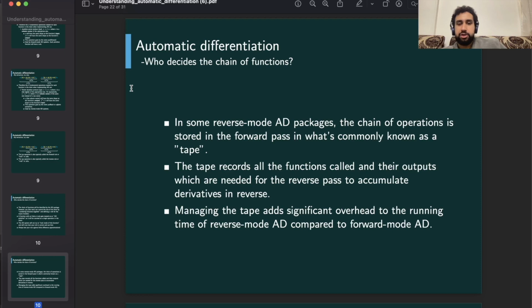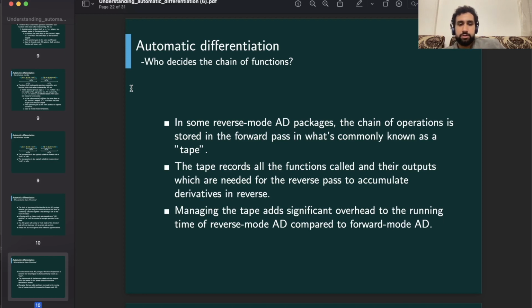This chain of operations is typically stored in something known as a tape in some AD packages, and this tape records basically the functions called, their outputs, and any information that might be necessary to propagate and calculate these derivatives backward, right? Now, managing this tape actually adds significant overhead to the runtime of reverse mode AD compared to forward mode AD for some tape-based implementations. Not all implementations are tape-based. Some of them are different.